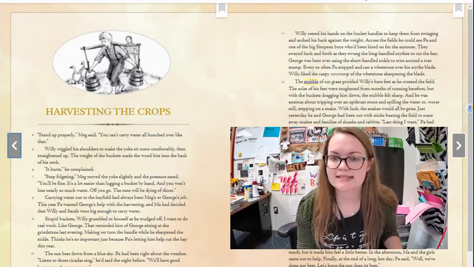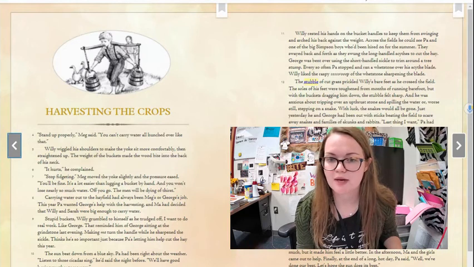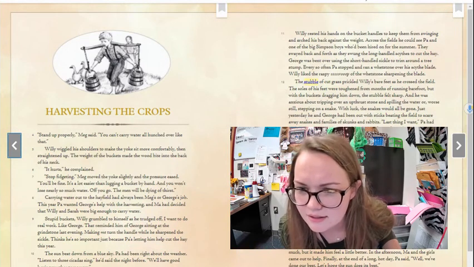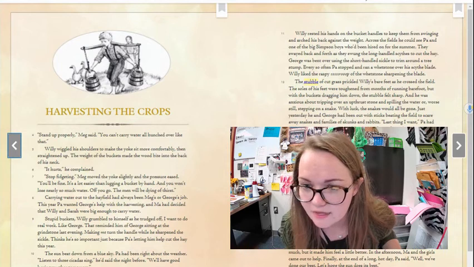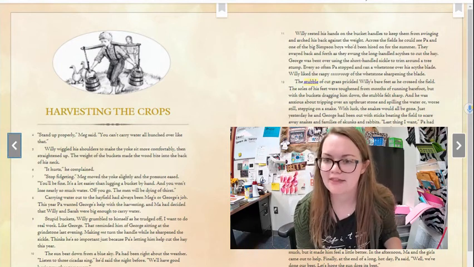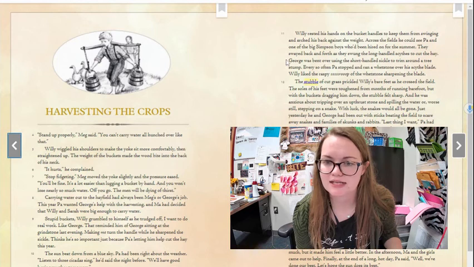It says, Willie rested his hands on the bucket handles to keep from swinging and arched his back against the weight. Across the fields he could see Pa and one of the big Simpson boys who'd been hired on for the summer. They swayed back and forth as they swung the long-handled, not sure how to say that, to cut the hay. George was bent over using the short-handled sickle to trim around a tree stump. Ever so often, Pa stopped and ran a whetstone over his, I want to know how to say that.